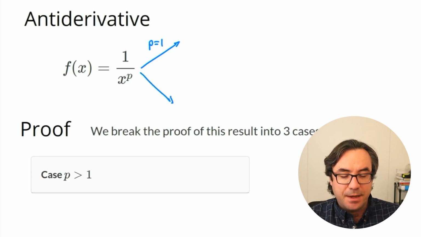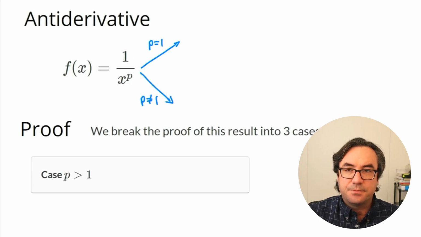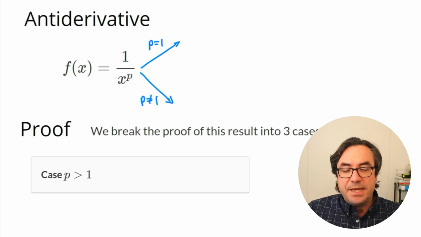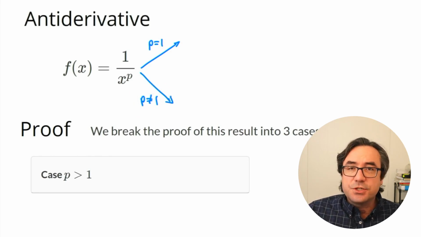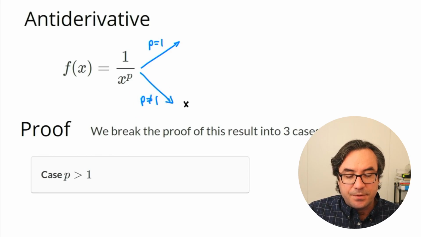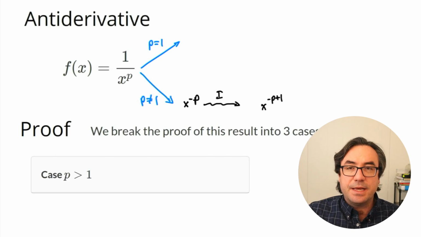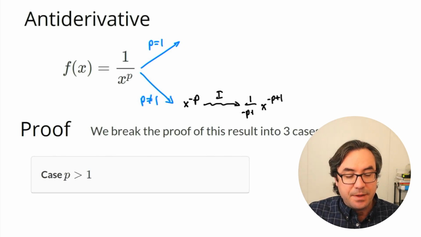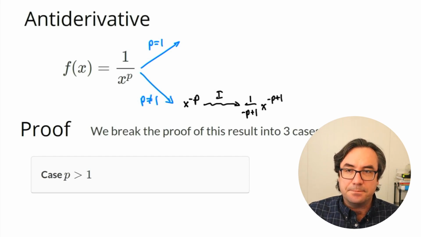So we're going to split this up into two cases right now, when p is equal to 1 and when p doesn't equal 1. So when p doesn't equal 1, then we can just use our regular power rule. So we could rewrite this with a negative exponent, x raised to the negative p, and then when we integrate, we just do our regular power rule. So we add 1 to the exponent, so we get x raised to the negative p plus 1, and then we take that new exponent and flip it and put it in front. So just regular power rule there.